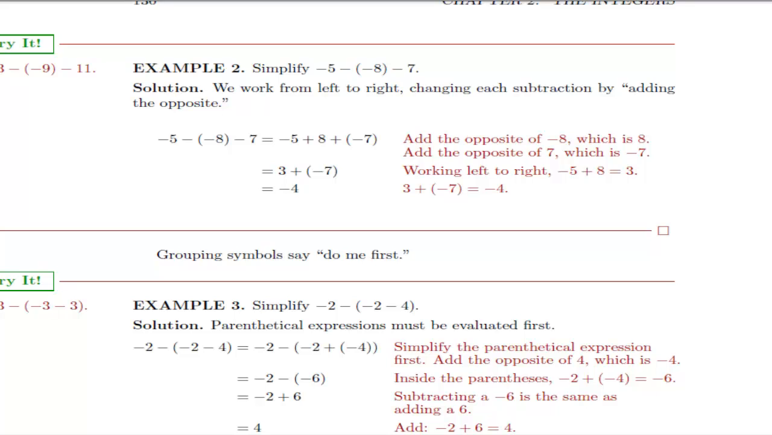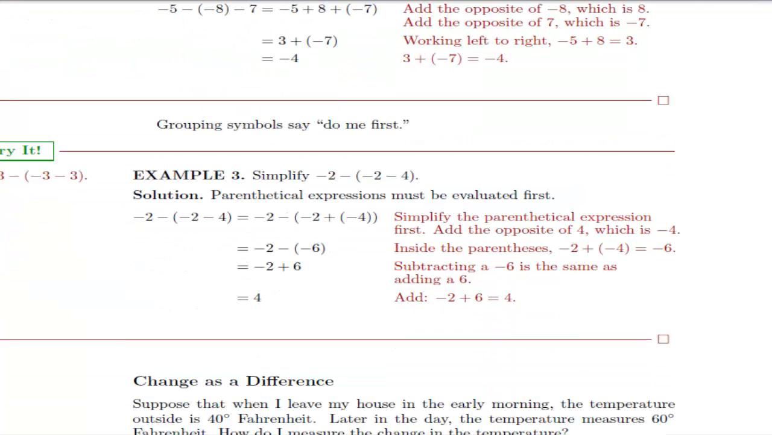Grouping symbols say, do me first. Example 3. Simplify negative 2 minus a negative 2 minus 4. Solution. Parenthetical expressions must be evaluated first. Simplify the parenthetical expression first. Add the opposite of 4, which is negative 4. Then, inside parentheses, negative 2 plus negative 4 equals negative 6. Subtracting a negative 6 is the same as adding a 6. Then, adding negative 2 plus 6 equals 4.